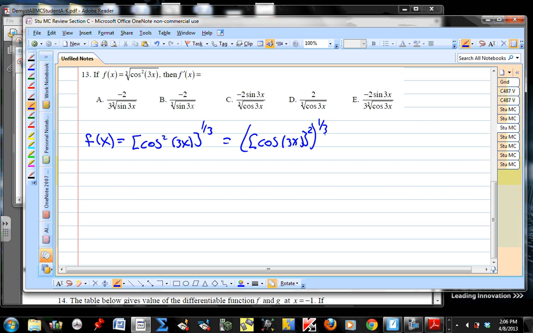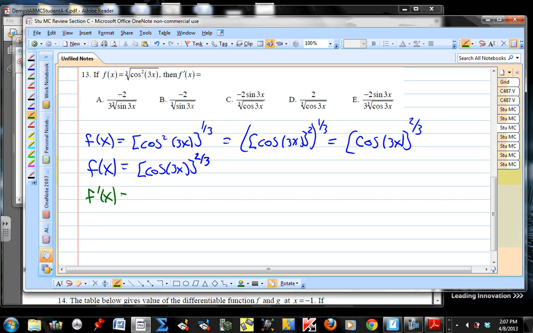So using your algebra rules, power to a power, we can really call this cosine of 3x raised to the 2/3 power, because 2 times 1/3 is 2/3. So f of x is going to equal cosine of 3x raised to the 2/3 power. Now we need to just differentiate, recognizing, of course, that this is a composite function, and we're going to have to use the chain rule.